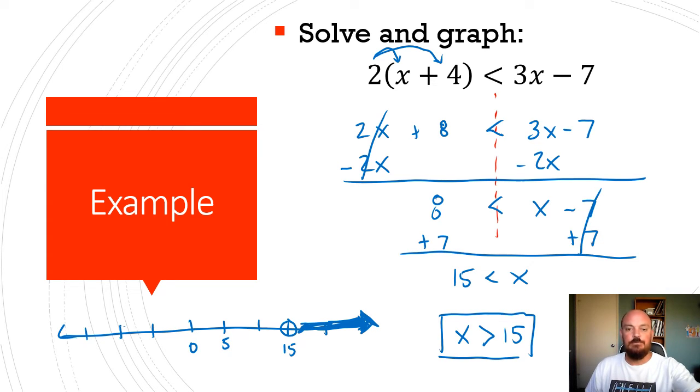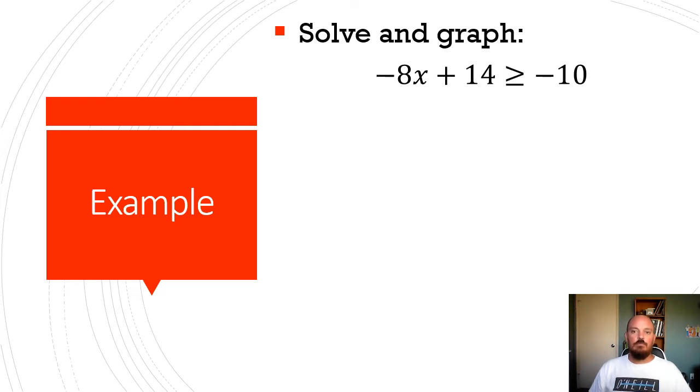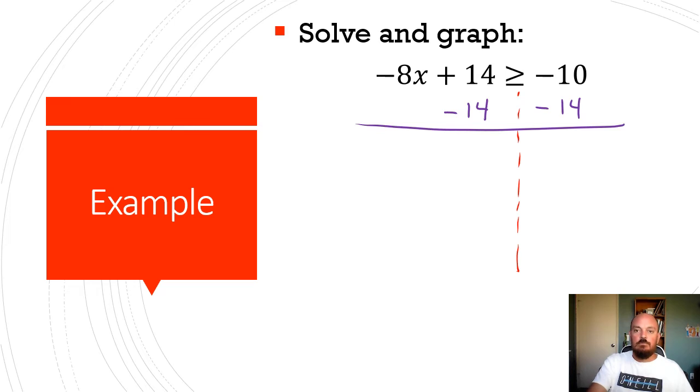All right, let's do one more. We have negative 8x + 14 is greater than or equal to negative 10. I need to solve for x, which means I need to isolate x. Let's get rid of all the things around it. So for step 1, I probably want to get rid of that 14. I'm going to use a minus 14 to cancel out a plus 14. Do the same thing on both sides. Those are gone. Leaves just negative 8x here. The sign stays the same. It's still greater than or equal to. And negative 10 minus 14 would be negative 24.